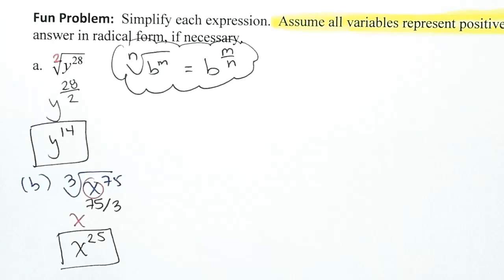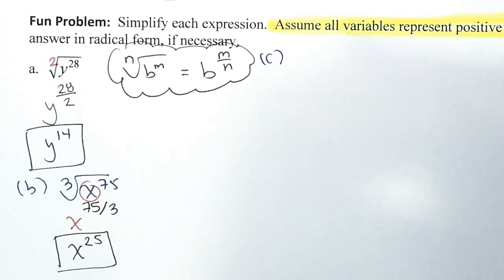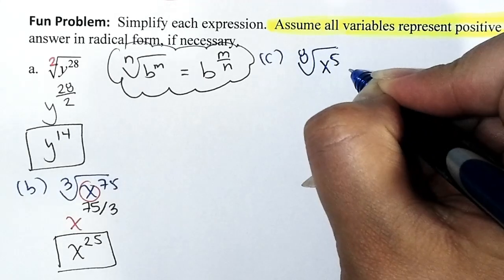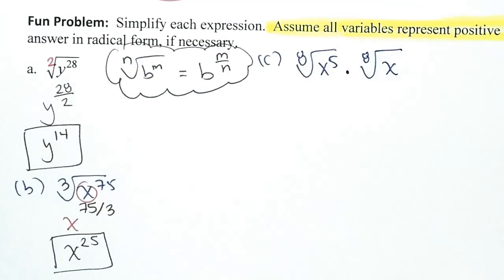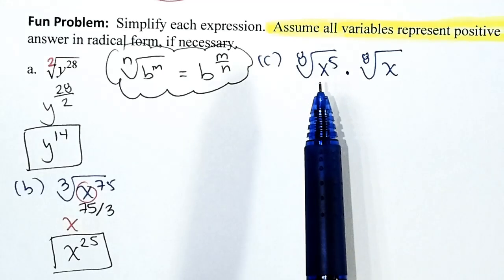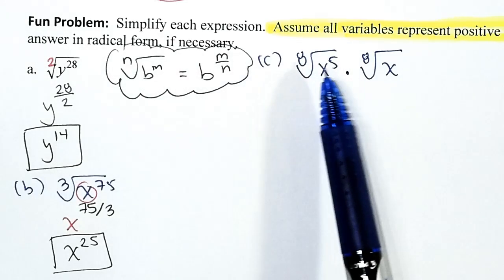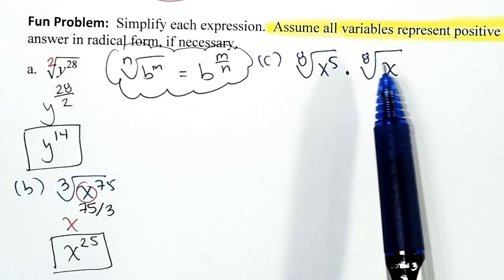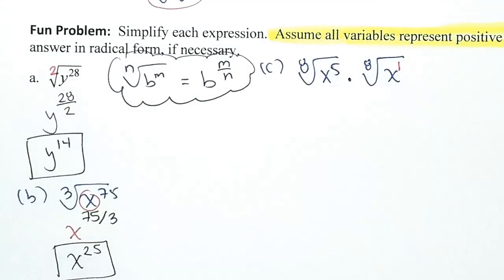Problem C. Problem C, we have 8th root of x to the 5th times 8th root of x. Okay, so yeah, that's a little bit spicier, but it is what it is. First things first, I'm going to make sure that each radical is simplified before we multiply. So index is 8 and this exponent is less than 8, so it's already simplified. Index is 8 and then the exponent is less than 8, so it's simplified. So what are we going to do at this point?